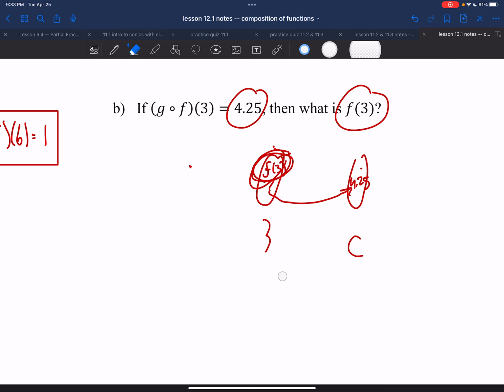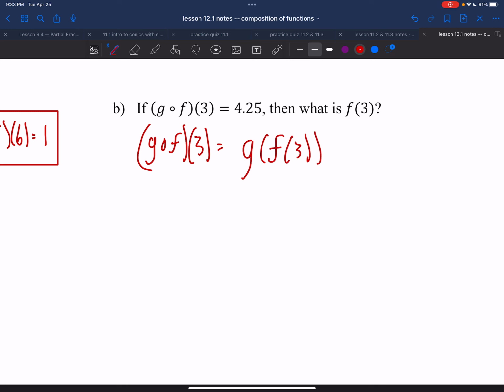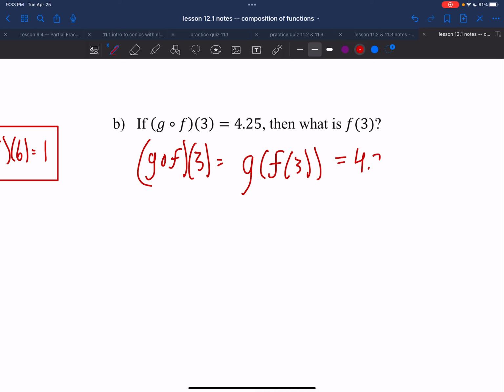Okay, so let's see. Let's try this. It says g of f of 3. G composed with f of 3 means g of f of 3. And by the way, this equals 4.25. So we ask ourselves, well, what's f of 3? I don't know. That's the question, right? I need to figure out what f of 3 is. But I do know that f of 3 is the input into g.